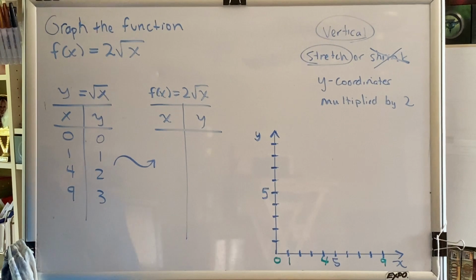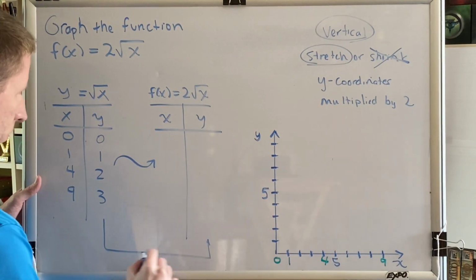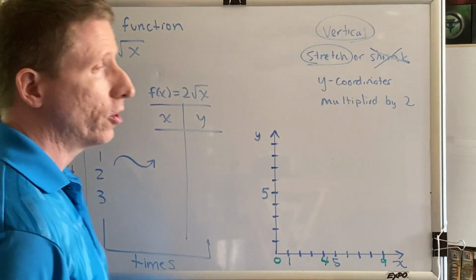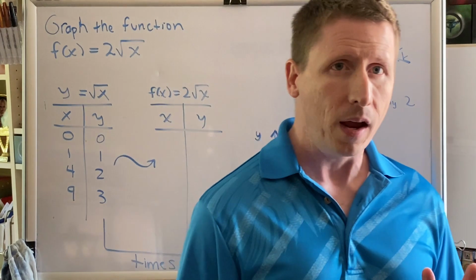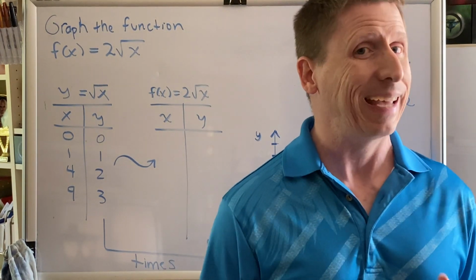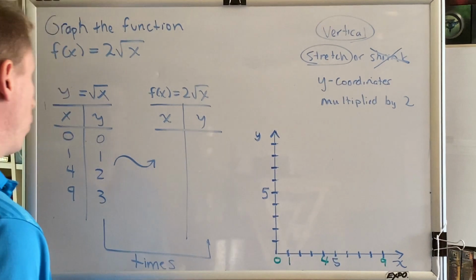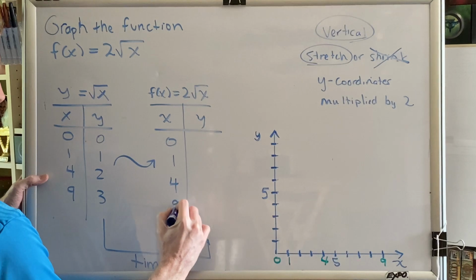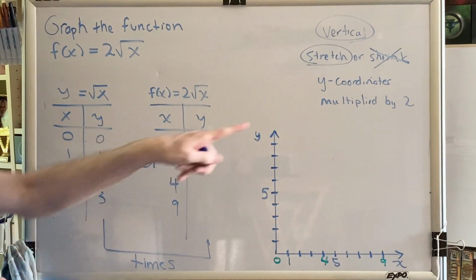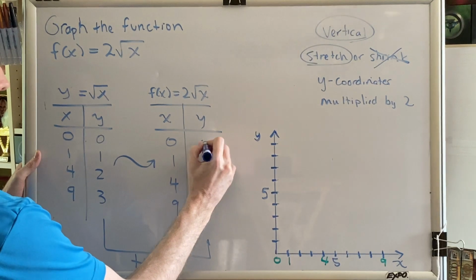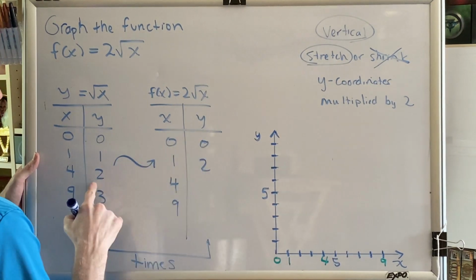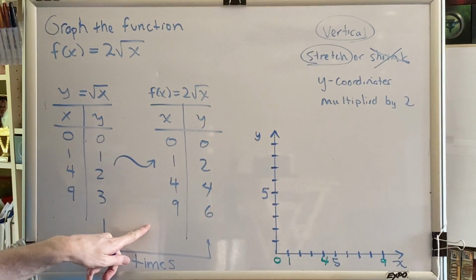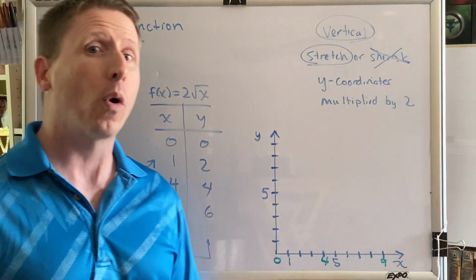All right, so we know that we have to multiply all of our y coordinates by 2. The x's do not change because this is a vertical transformation. Vertical transformations only affect y. Horizontal transformations only affect x. This is vertical, it only affects y. So the x's do not change. Those stay the same. 0, 1, 4, 9. But all the y's are going to be multiplied by 2. So 0 times 2 is 0, 1 times 2 is 2, 2 times 2 is 4, 3 times 2 is 6. Therefore, these are the points on our transformed function.